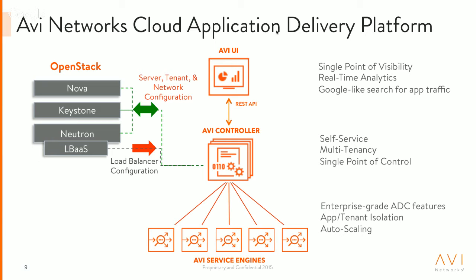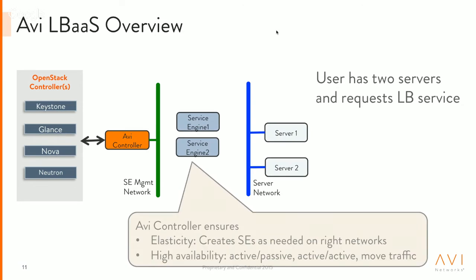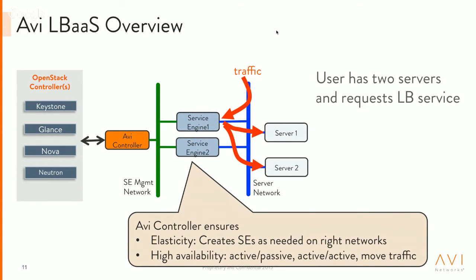The other question is in the next slide. Maybe you may cover this later. So you have two load balancers, service engine 1 and 2. Is that HA? And if not, how do you achieve HA of the load balancer?